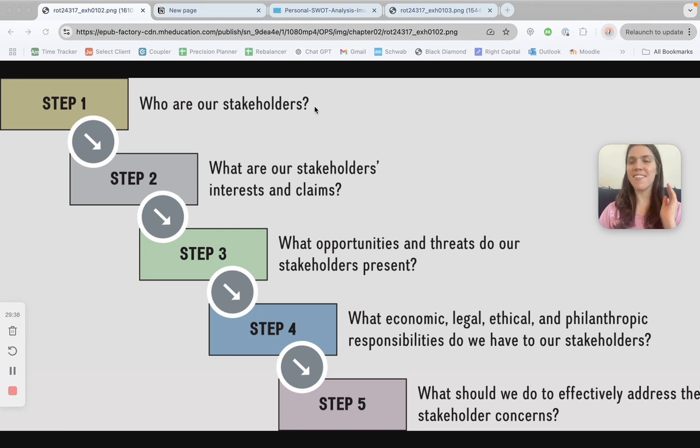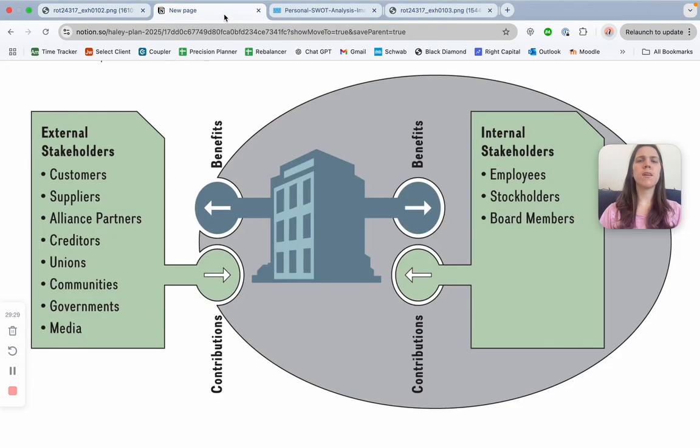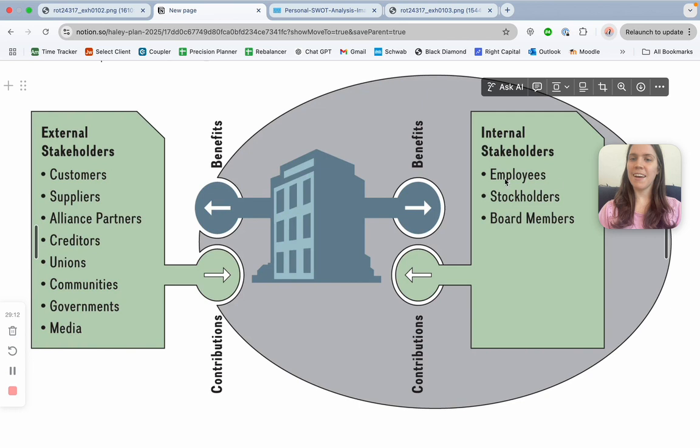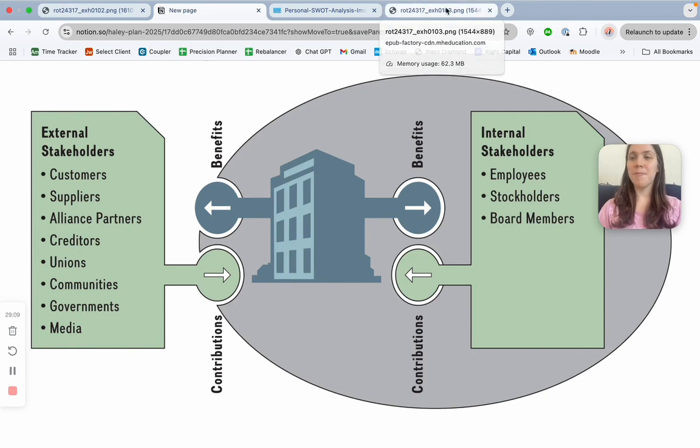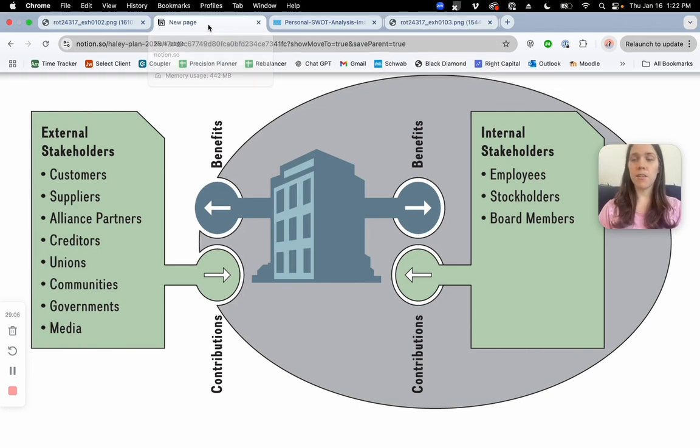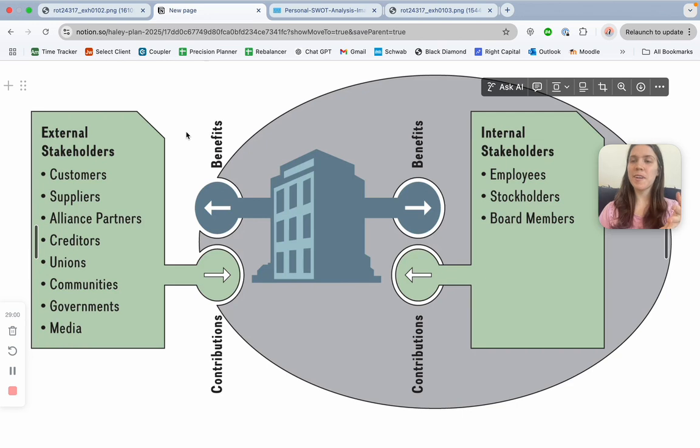We need a plan. Well, we have our stakeholder analysis, which are 5 steps to do this, so let's walk through it. First of all, who are our stakeholders? There are 2 main different kinds of stakeholders: external stakeholders and internal stakeholders. Internal stakeholders are employees, stockholders, and board members, and they are involved in the actual business and the process of making the service or product. And that isn't just employees. Stockholders have voting rights if they're common stockholders, and board members make decisions for the company, of course. So all 3 groups are involved in the process of delivering a good product.